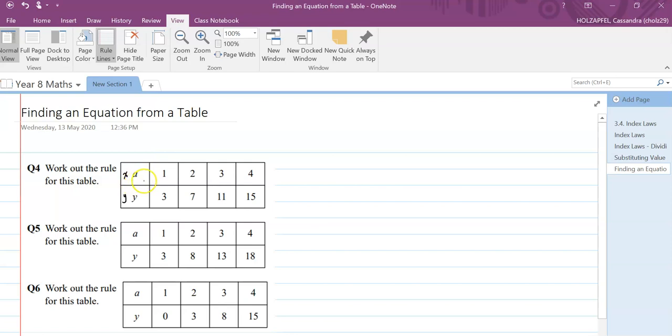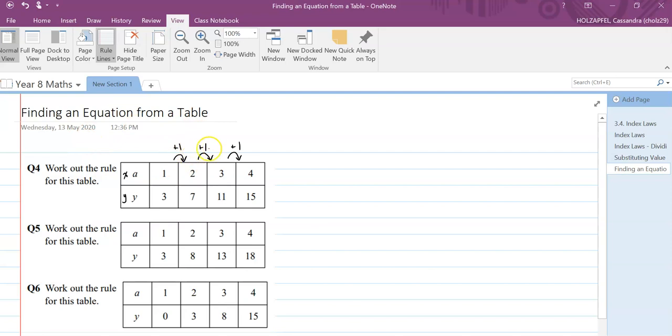So the first thing that I'm going to look at is what's happening to the x values in the table up the top here. Because what I want to make sure is that these are going up by 1 each time. This process isn't going to work if it's not going up by 1 each time. So just make sure that that is the case.